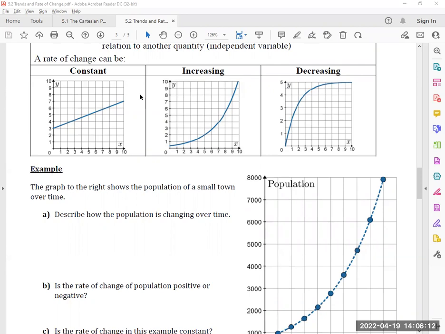Let me give you a description. For the increasing, the little curve here, the one in the middle, if you moved 1 to the right, I go up a tiny little bit. Move 1 to the right, I go up a tiny little bit. But does that tiny little bit stay the same as I move along the graph? What can you tell me about my change?